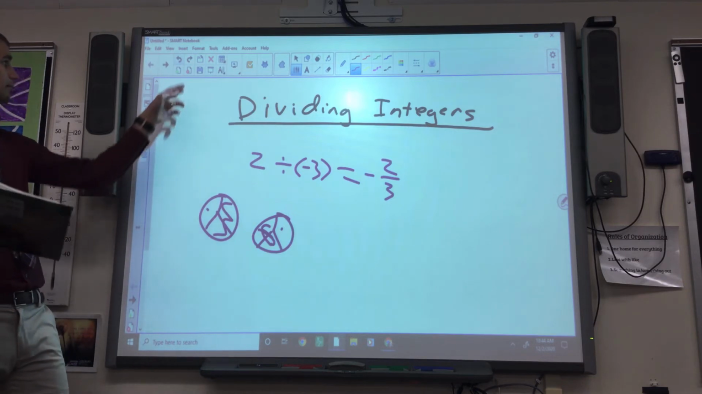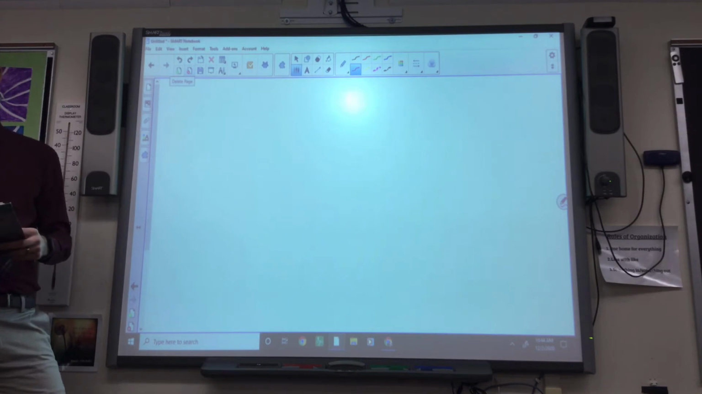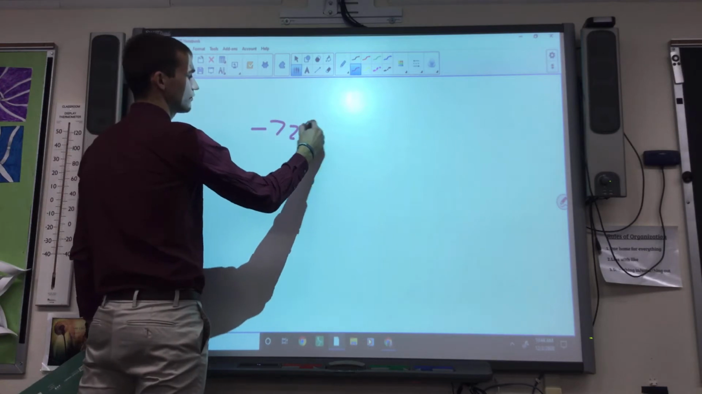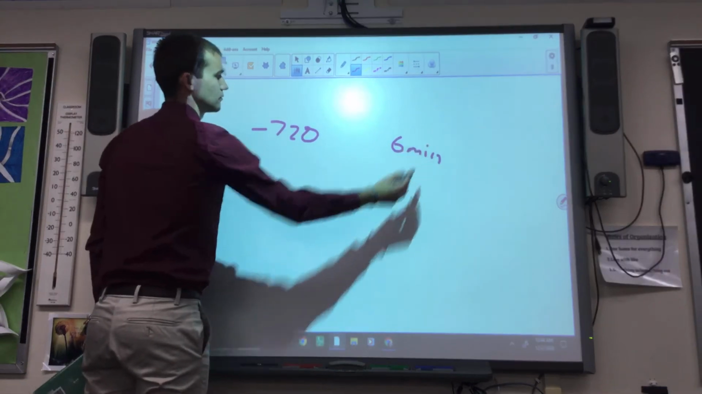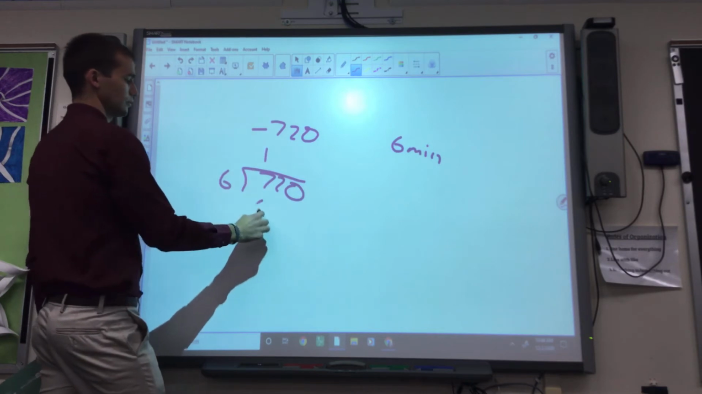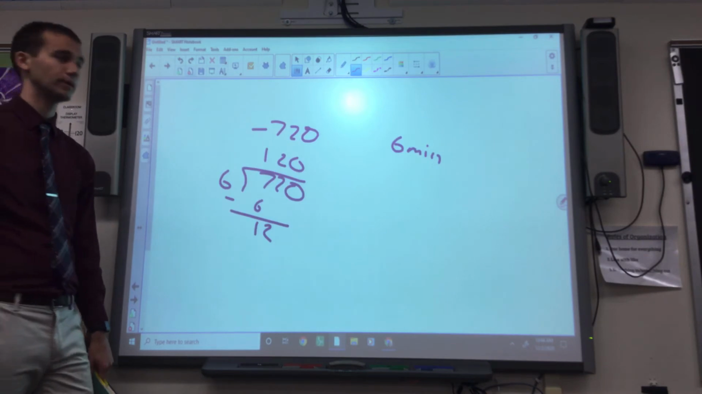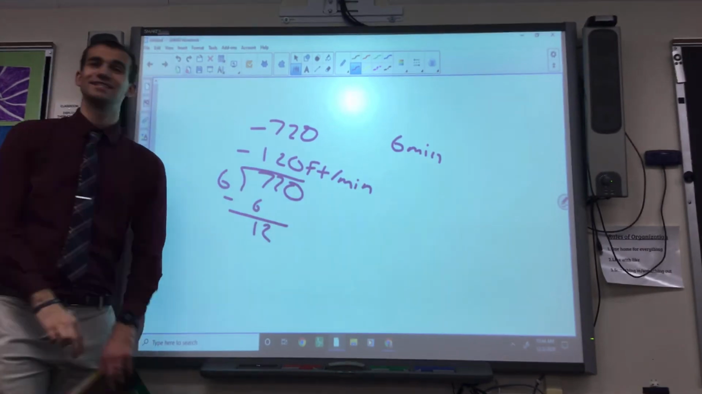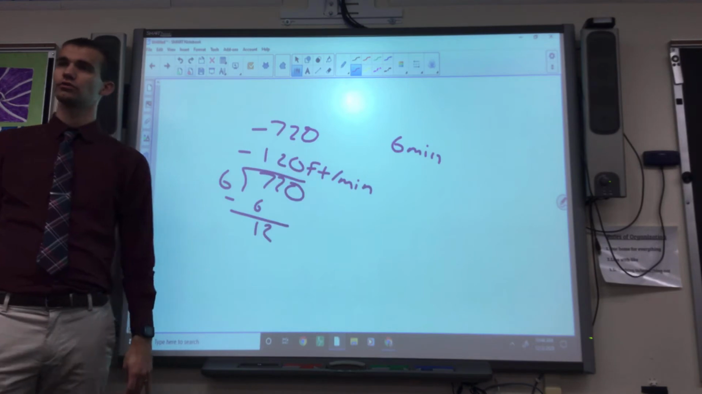So if you look at the bottom of page 92, there are real world problems for that too. So if it says a submarine descends 720 feet in 6 minutes, so it's going down 720 feet in 6 minutes. So you have 720 divided by 6, so 120 feet per minute, or it's subtracting 120 feet per minute. So you could either say it's descending at 120 feet per minute, or you could say it's going negative 120 feet per minute.